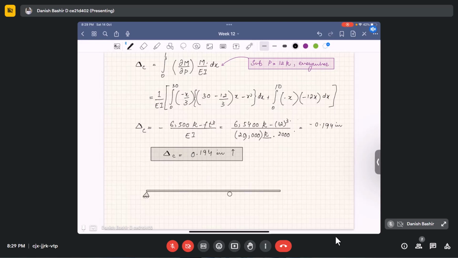So there was a huge distributed load acting over it at this point. So it will bend like this, and the deflection will be upwards. Delta C. Okay.